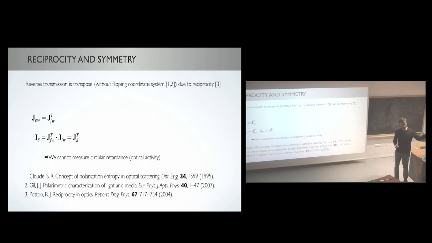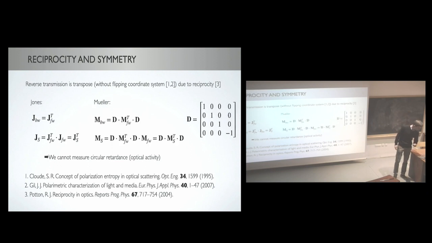And if you remember the definition of the Jones matrix, a transpose symmetric Jones matrix means that it defines a linear retarder. So the rotation axis that we talked about has to be in the horizontal plane of the Poincaré sphere. In other words, we can't measure circular retardance or optical activity. It doesn't mean it doesn't exist, but in our round-trip signal, it doesn't have any impact. I'll get back to this later.